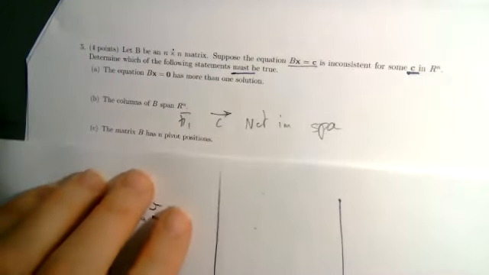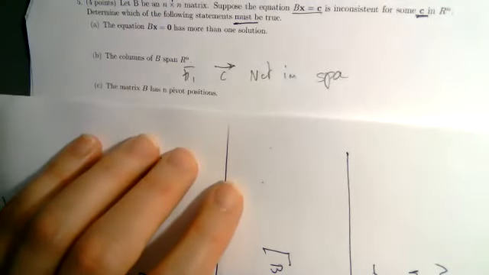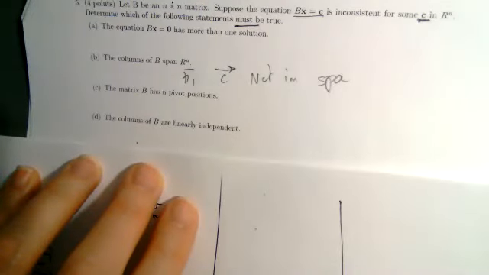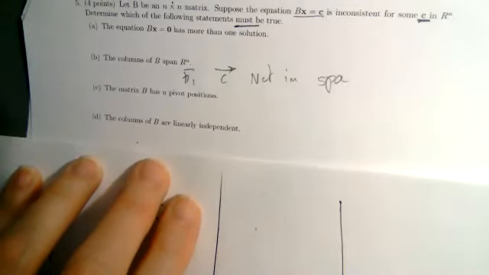Very good. The matrix B has n pivots? Absolutely not. Again, it's false. And finally, the columns of B are linearly independent. Again, it's false, because Bx equals 0 has more than one solution. The columns fail to be linearly independent.